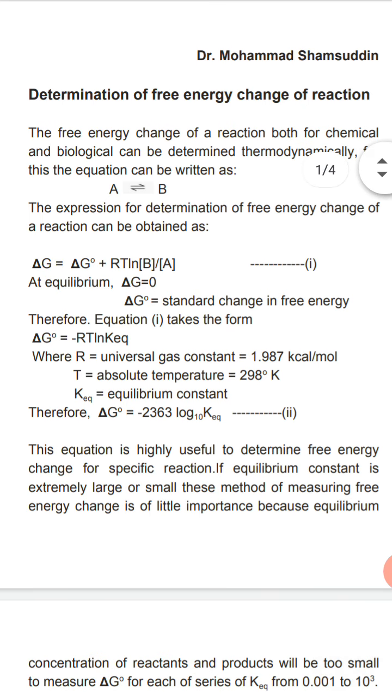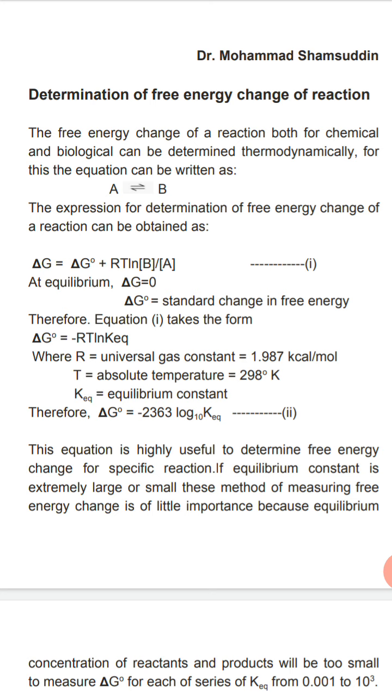This reaction, for A in which A converts into B, free energy change can be calculated by the equation delta G naught is equal to minus 2.303 RT log 10 K equilibrium, and this equation is highly useful to determine free energy change for a specific reaction.